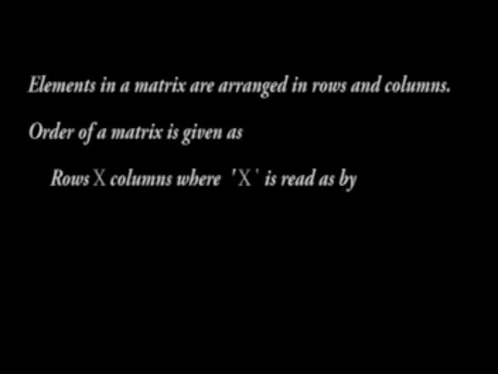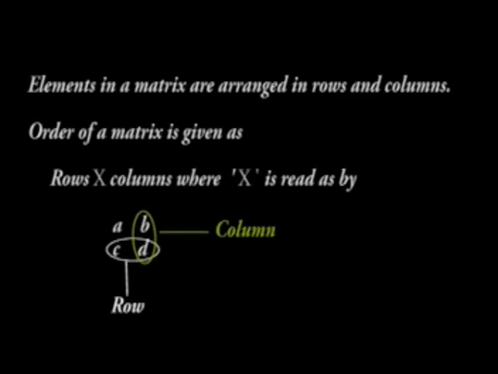Order of matrices. Elements in a matrix are arranged in rows and columns. The order of a matrix is given as row times column, where the multiplication sign is read as "by". In A above, the order is 2 by 2, in B is 1 by 3, and in C it's 3 by 1. This is shown below. The number of rows is given first.